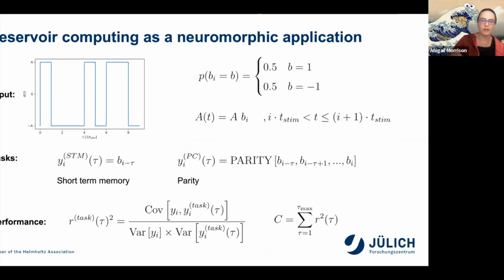So here we're looking at two tasks. We have an input that is just a series of high and low, and then we give it two tasks. One is a short-term memory task: what was the input tau steps ago? And the other is the parity task, which tells us, do we have an even or an odd number of high elements? And we calculate the performance as before and sum it up over the different delays.